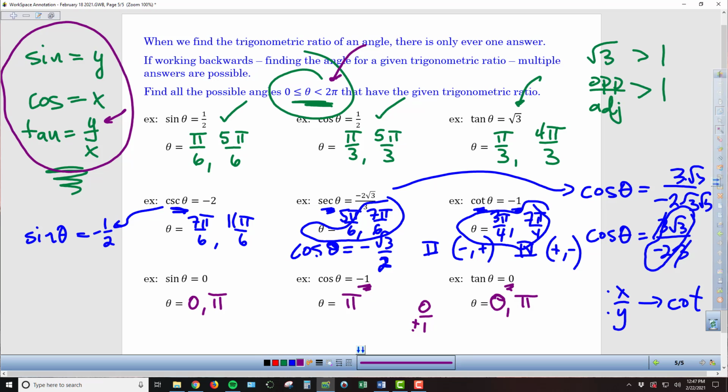So these are examples of how we can work backwards with our unit circle. If we know the trigonometric ratio, we can find the coordinate associated with that trigonometric ratio and then use that to find the angle.